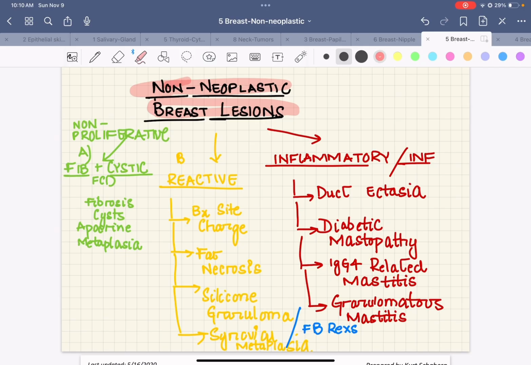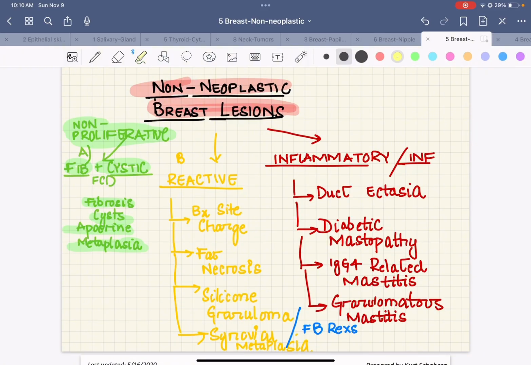Hello and welcome to another episode of rapid fire review of breast pathology. Today we are doing non-neoplastic breast lesions. First, we will develop a mental schema and classification where we divide the non-neoplastic breast lesions into three main categories. The first is the non-proliferative category, which includes fibrocystic disease of the breast, where we look for three characteristic findings: fibrosis, cysts, and apocrine metaplasia, these pink cells.